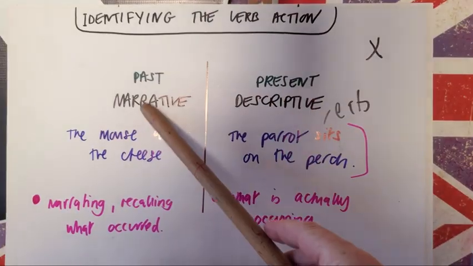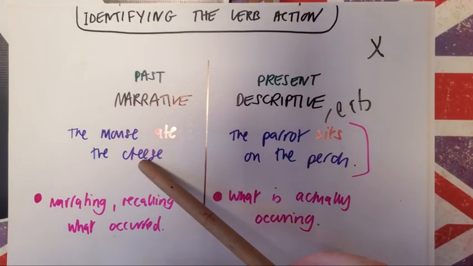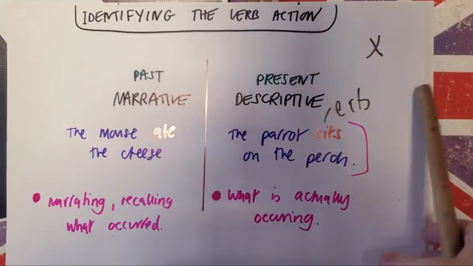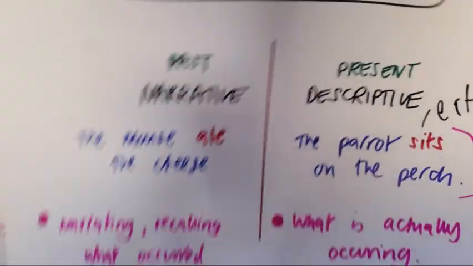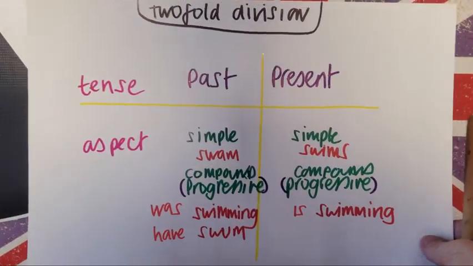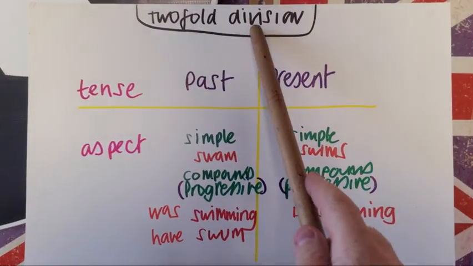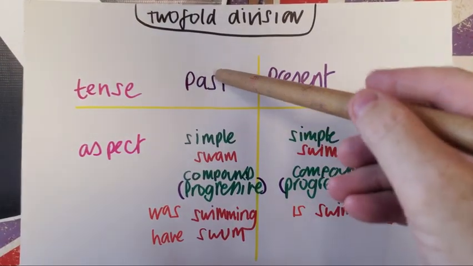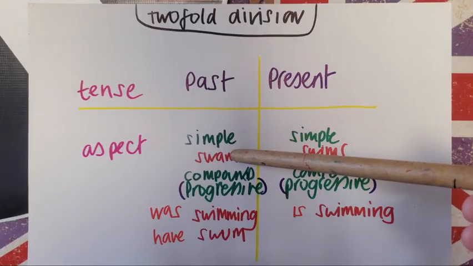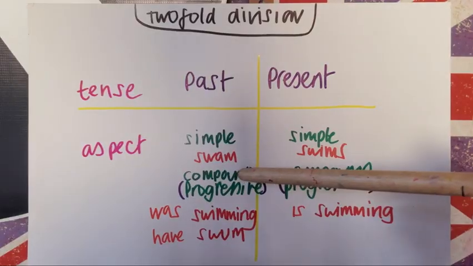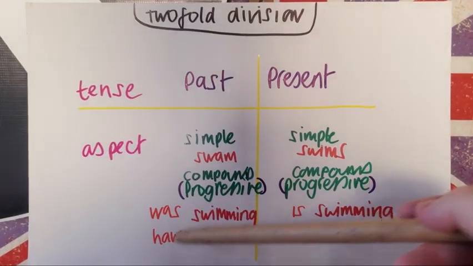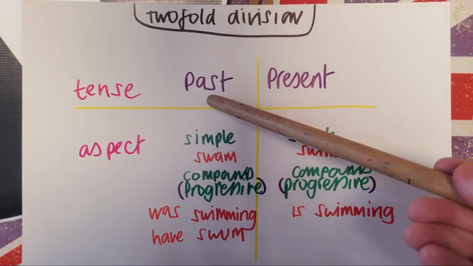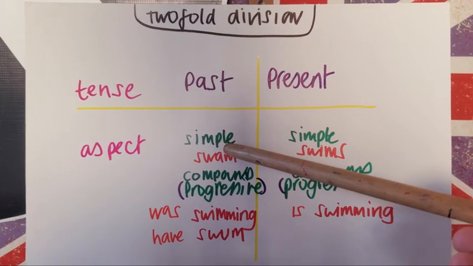The past we use as a narrative to describe things that have occurred, and the present is descriptive to describe things that are occurring. Look at that more in advanced grammar. So, the twofold division of time, the past and the present. And the past is then divided into an aspect. Simple past is I swam. A compound past is I was swimming, I have swum, I had swum, if you want. Aspect breaks down the past from the simple.